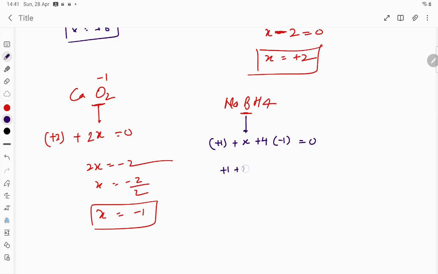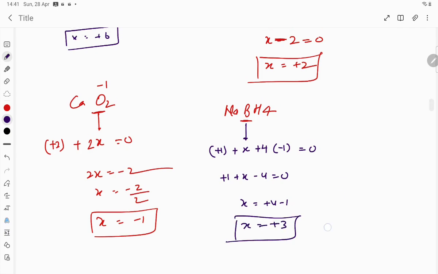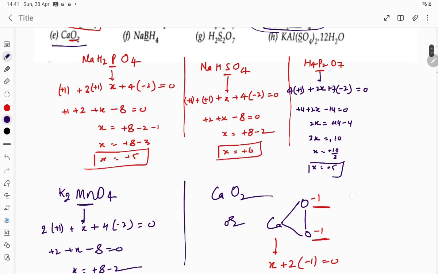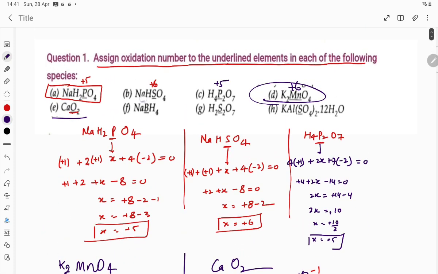So plus 1 plus X minus 4 equal to 0. So X is equal to plus 4 minus 1. So X is going to be plus 3. So it's very simple, students. Boron is plus 3. So here we are mentioning that it is plus 3.